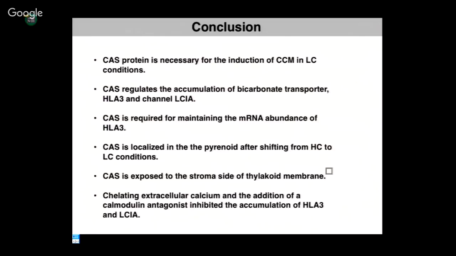But in this case, the CAS protein localized in the thylakoid membrane regulates nuclear gene expression. We call this kind of physiological process a retrograde signal operating, which regulates the nuclear gene. So, do you have any idea what kind of signal is transferred from chloroplast to nucleus?